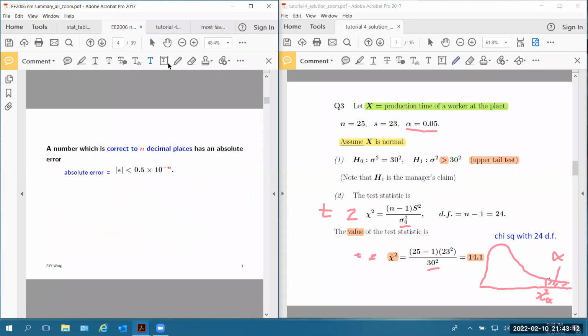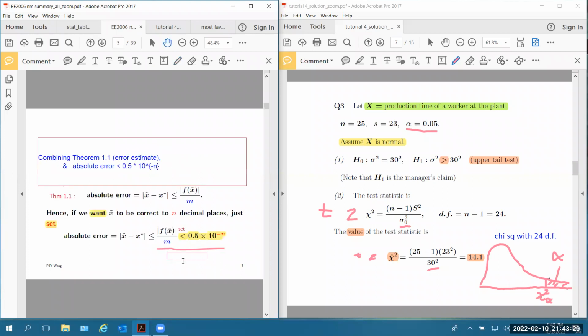Then this one is for a number that's correct to n decimal places. So the absolute error between this number and the exact number should be less than 0.5 times 10 to the power minus n. So now let's combine them on the next page. You combine this one and also this absolute error less than this. From our theorem, the absolute error is less than or equal to this.